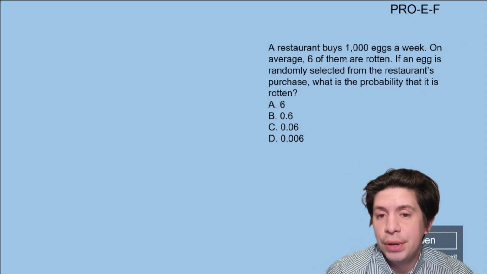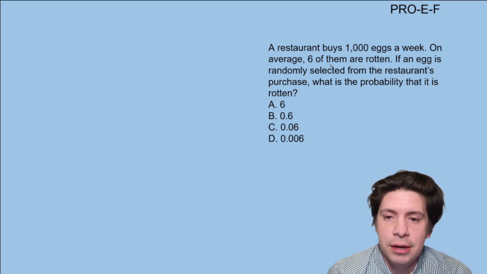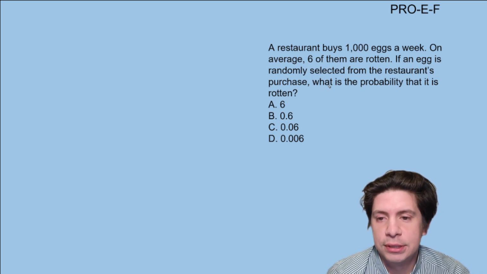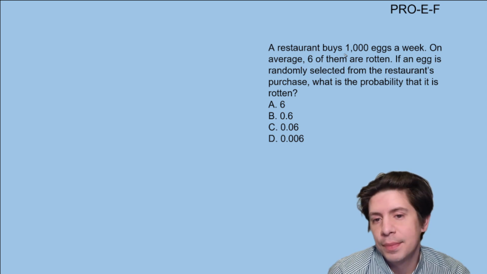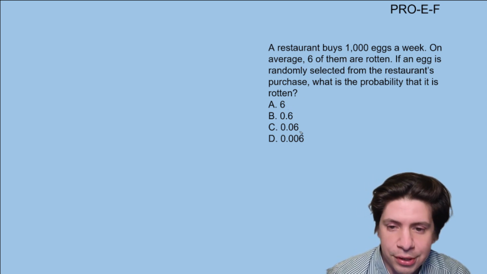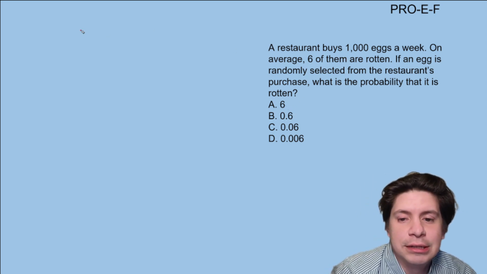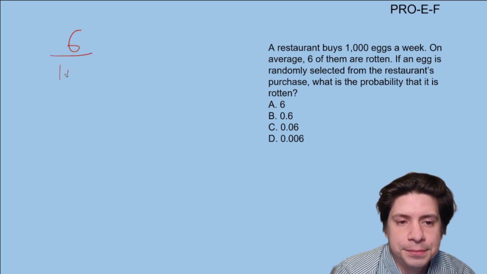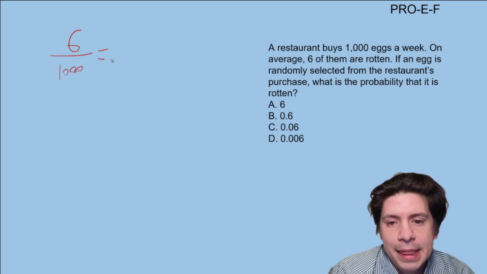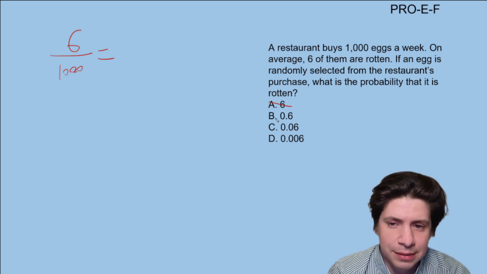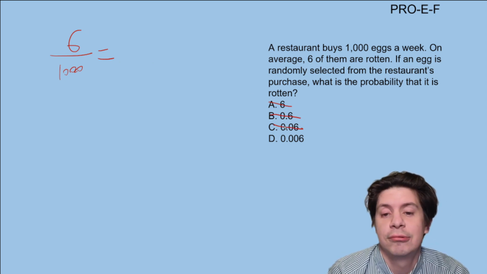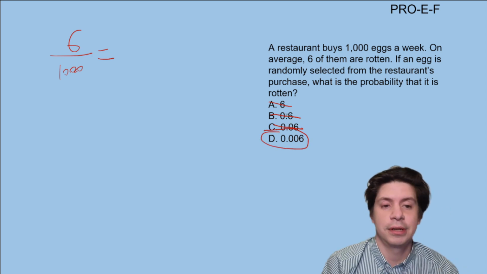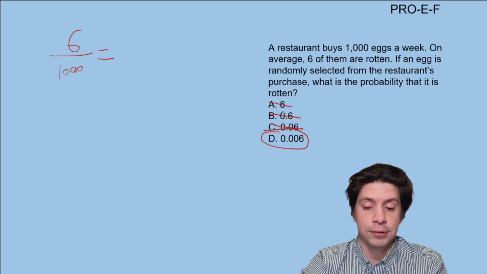So this is the next one. A restaurant buys 1,000 eggs a week. On average, 6 of them are rotten. If an egg is randomly selected from the restaurant's purchase, what is the probability that it is rotten? So here we want to find the probability as a decimal, right? We know that by looking at the choices here. So as a fraction, it would be 6 out of 1,000. And look at the answers. It's not 6, right? Probability doesn't even go beyond 1. That would be 60%. That would be 6%. It would be D, 0.006, right? Because that's what 6 over 1,000 equals.